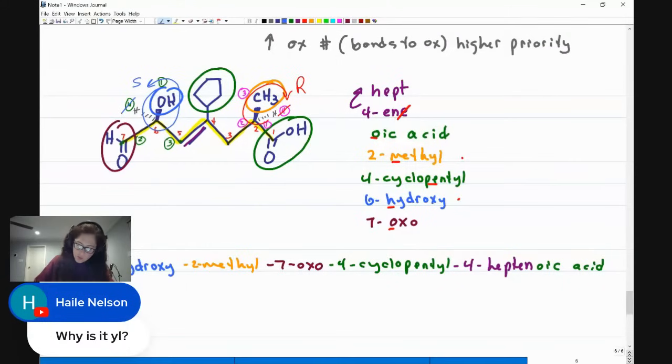Question, why is it YL? Anytime I have a substituent, the YL tells me that it's sitting on something else. And so methyl is meth, 1 carbon as a substituent, YL. Cyclopentyl is a cyclopent, a 5-carbon ring as a YL, as a substituent. So that YL tells me that it's a substituent.